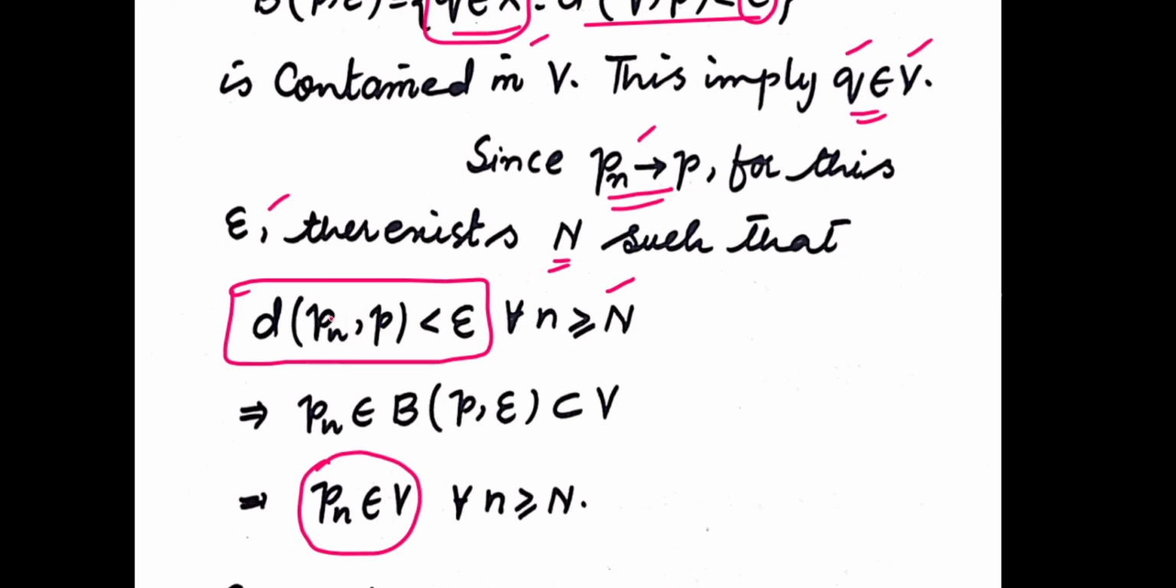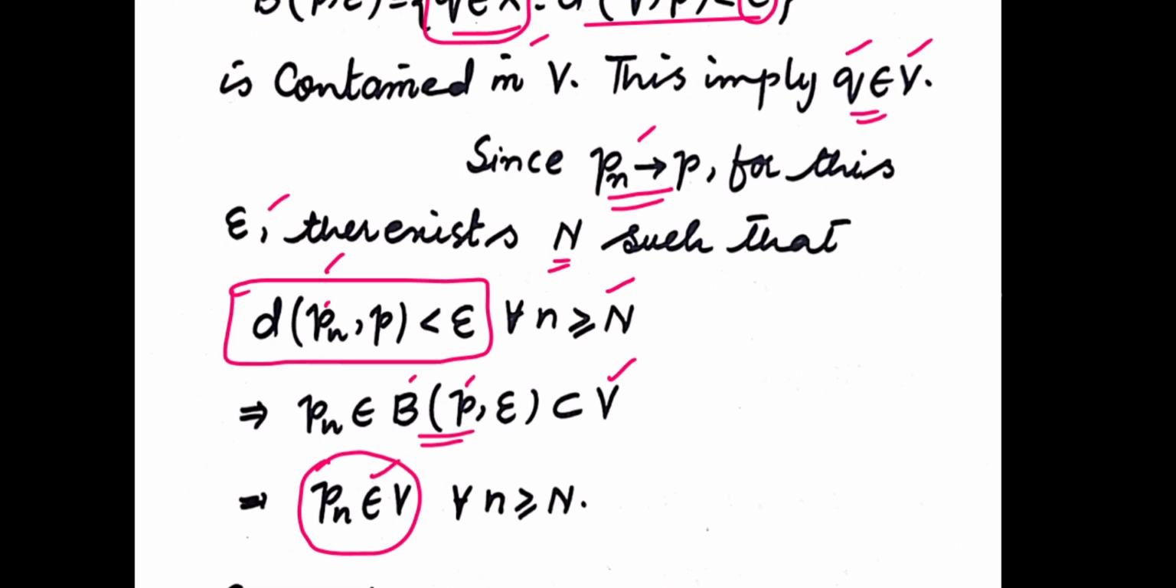This inequality shows there exists an open ball whose center is point P, and this point Pn belongs to that open ball. As this open ball is a subset of this neighborhood V, this shows that Pn belongs to V. That is our target.